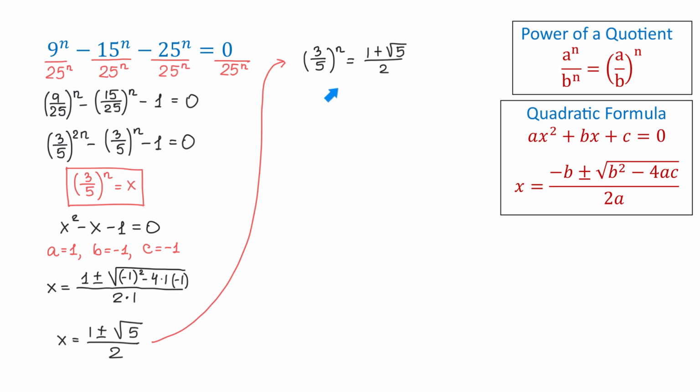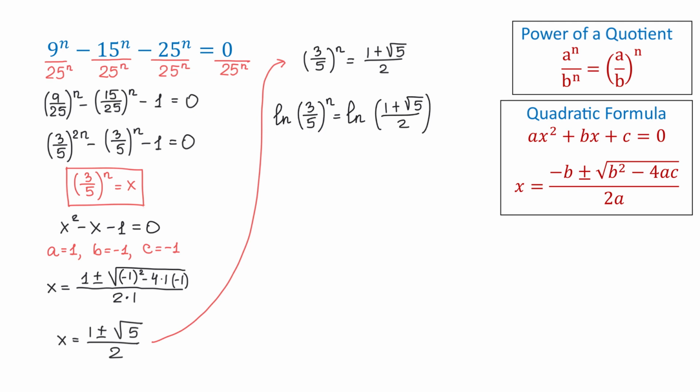And now, because this is an exponential equation, to solve for n, we will use logarithms. We can take the logarithm on both sides, and we can use any base we want. For example, we can use the base 3 over 5, then on the left side, we will just have n. However, I will use the natural logarithm, and that is because if I want to round the answer, then it will be easier to type the expression on the calculator that I usually use. So then, on the left side we will have the natural logarithm of 3 over 5 to the nth power equals the natural logarithm of 1 plus square root of 5 over 2.